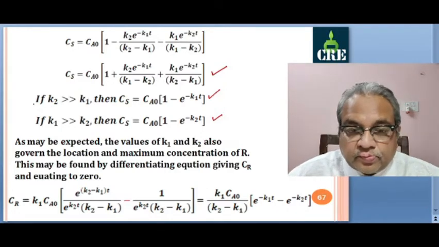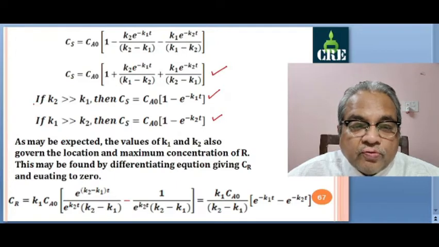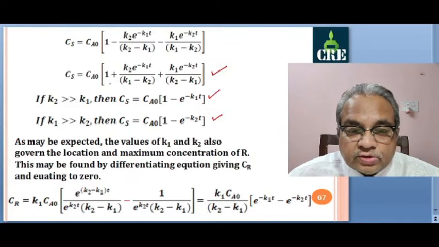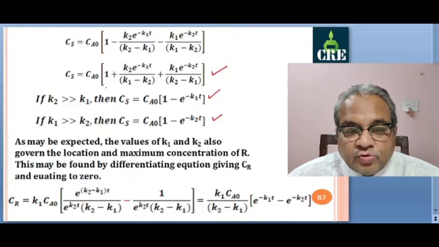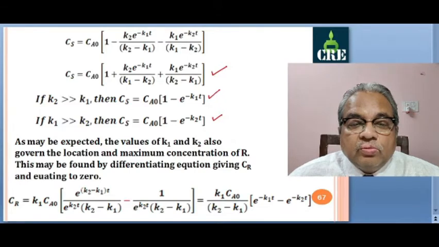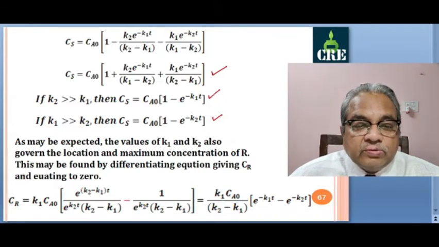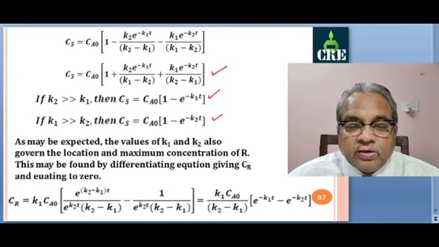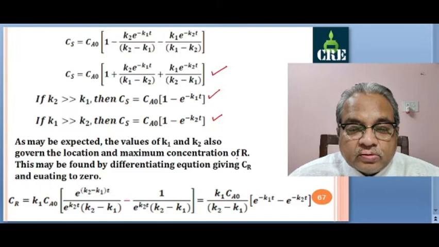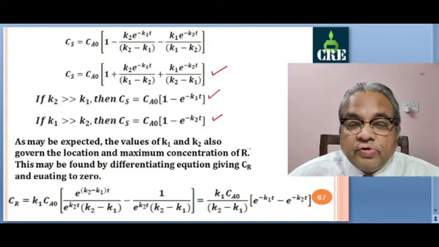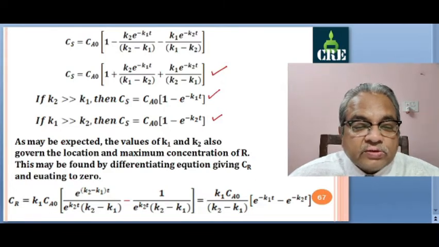So depending on the values of K2 and K1, we can write two extreme conditions for very high value of K2 or very high value of K1. What will be the value of CS? As may be expected, the values of K1 and K2 also govern the location and maximum concentration of R. So maximum concentration of R we can write as CR max, and its corresponding location in terms of time will be T max. So this we can find by differentiating the equation for CR and equating to 0.